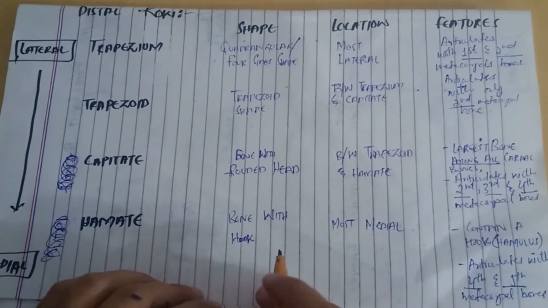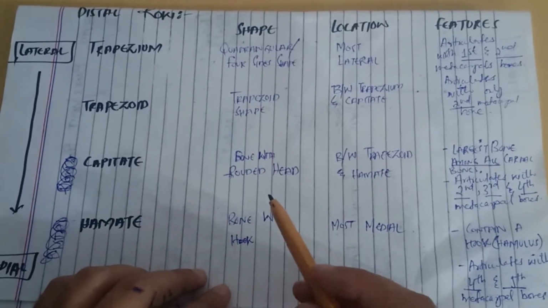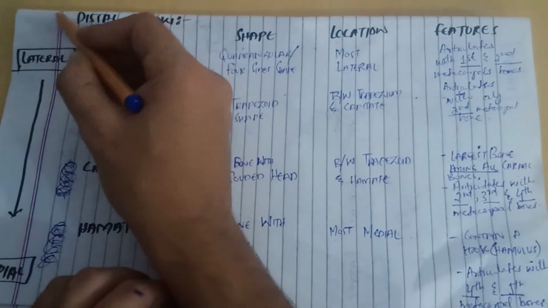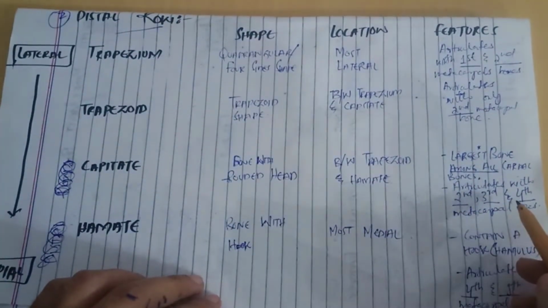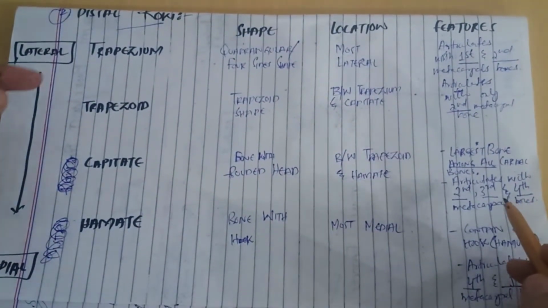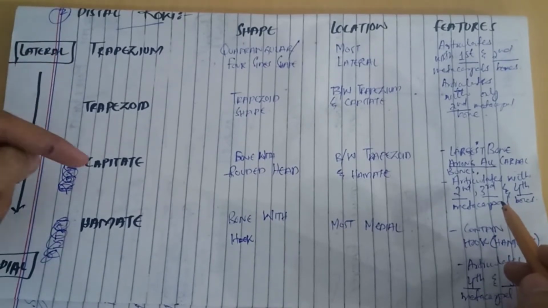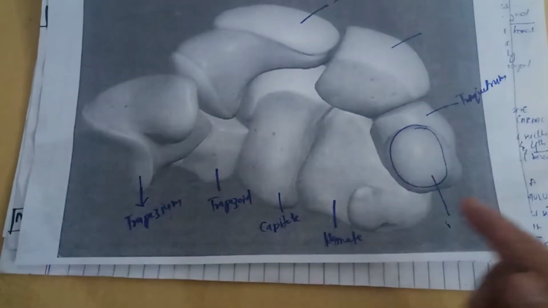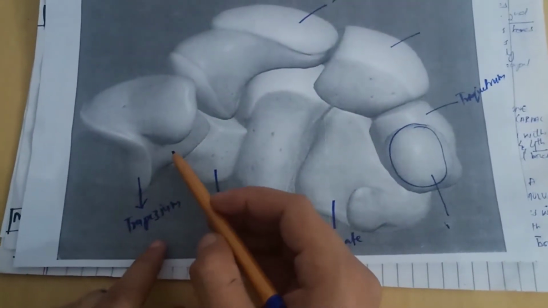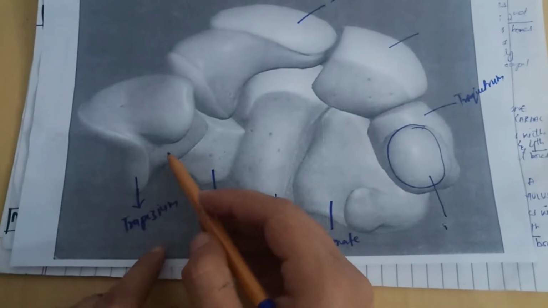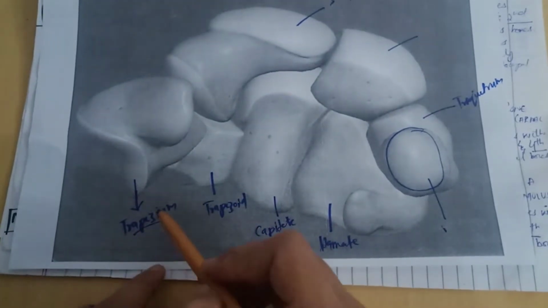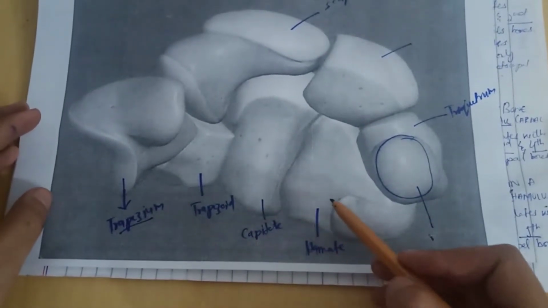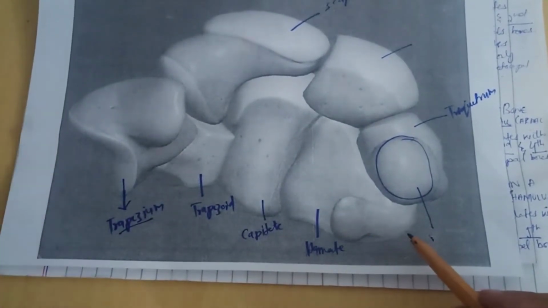So far we have discussed the proximal row of the carpal bones. Now we will discuss the distal row of the carpal bones. The distal row of the carpal bones consists of the trapezium, trapezoid, capitate, and hamate from the lateral to the medial side. So this is the diagram of the distal row of the carpal bones. The first is the trapezium on the most lateral side, second is the trapezoid, third is the capitate, and the fourth is the hamate bone.